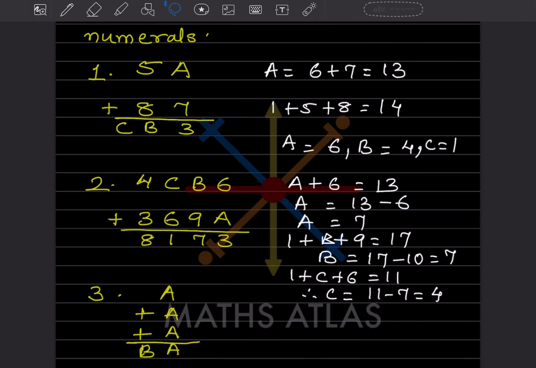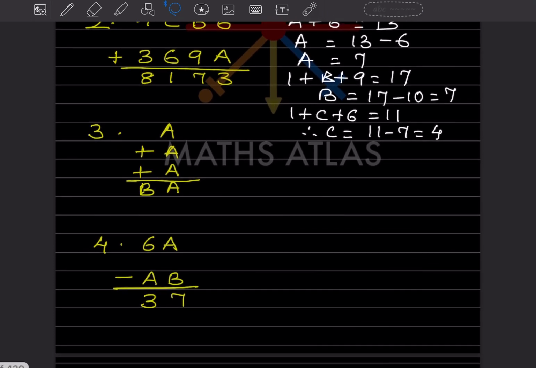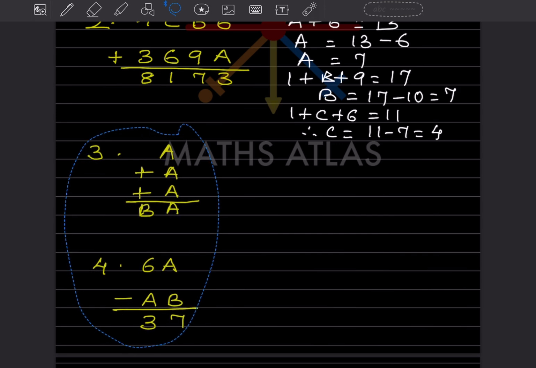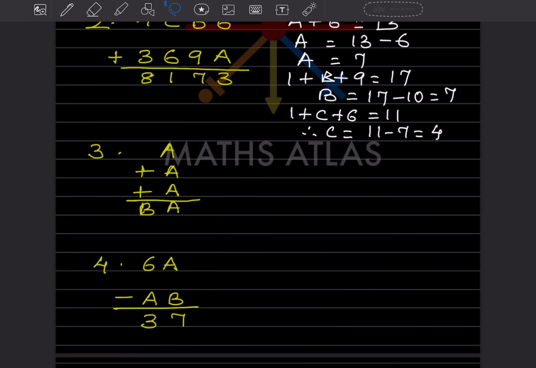So we can write like this: A is 7, then B is also 7 and C is 4. Now let us see for the third one.